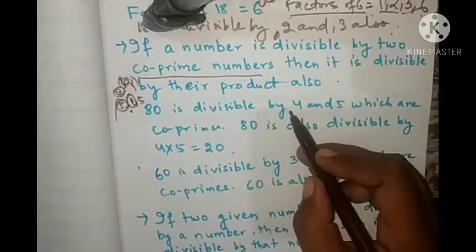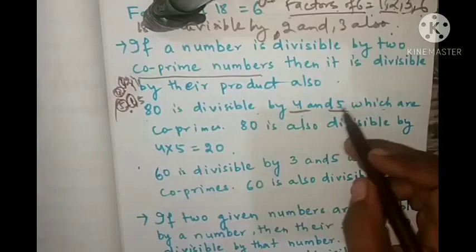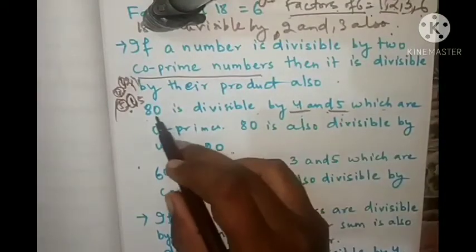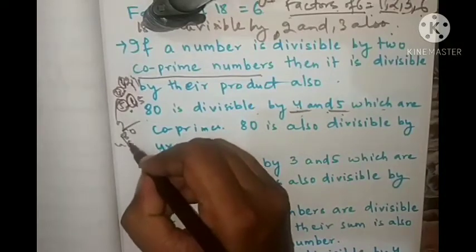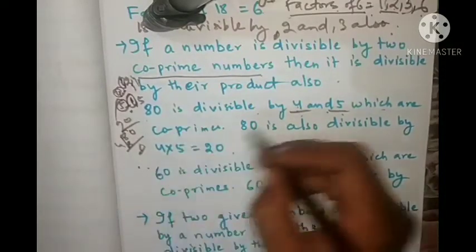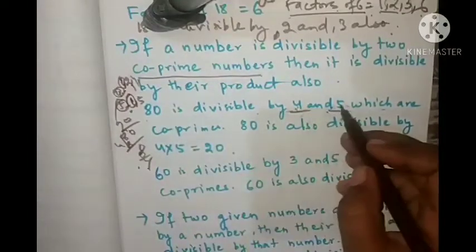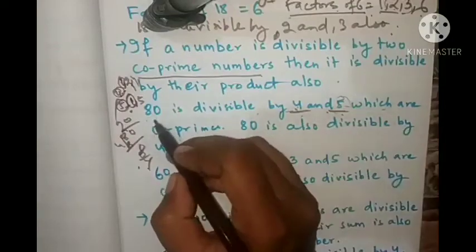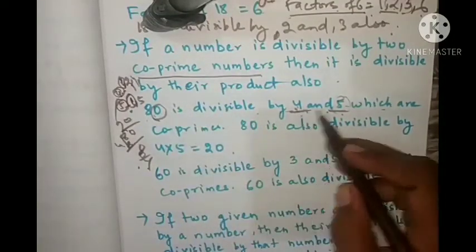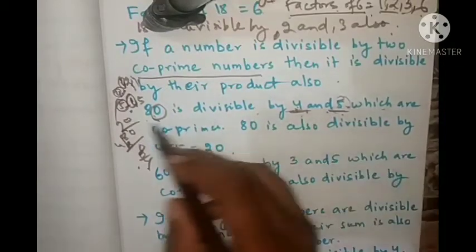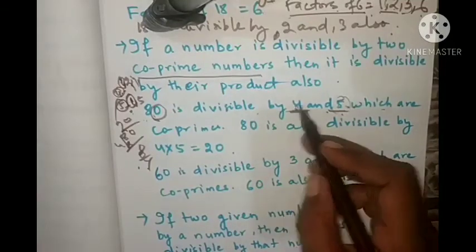80 is divisible by both 4 and 5, which are co-primes. Look at here. 80 is divisible by 4. Let's check: 4 2s are 8, 4 0s are 0. So 80 is divisible by 4. 80 is divisible by 5. Yes. Why? Because at the ones place it is 0. So 80 is divisible by 4 and 5, which are co-primes. So 80 is also divisible by the product of 4 and 5.